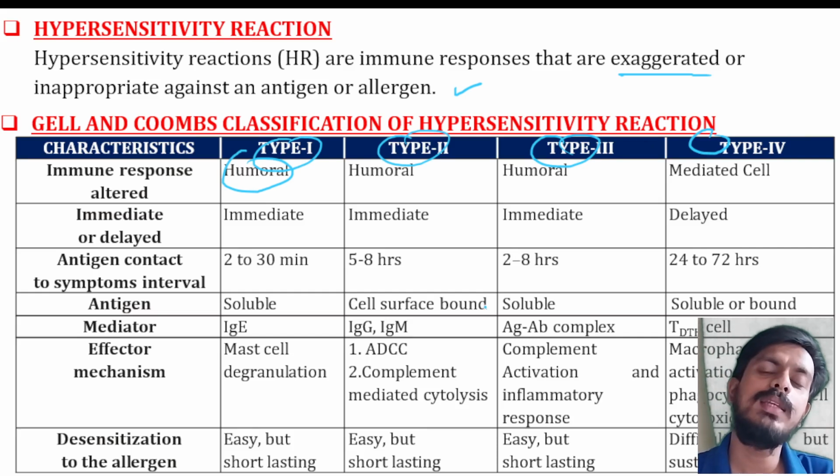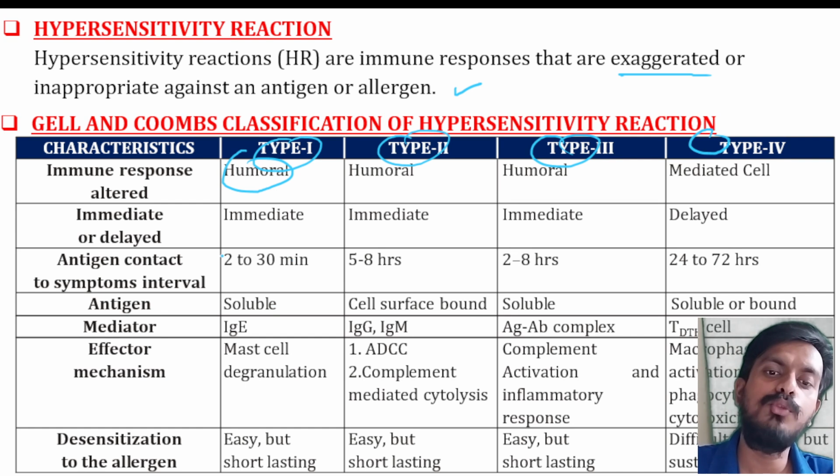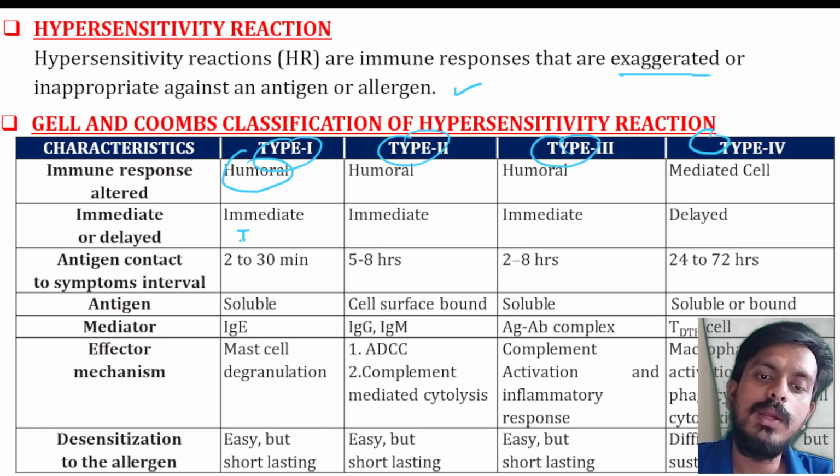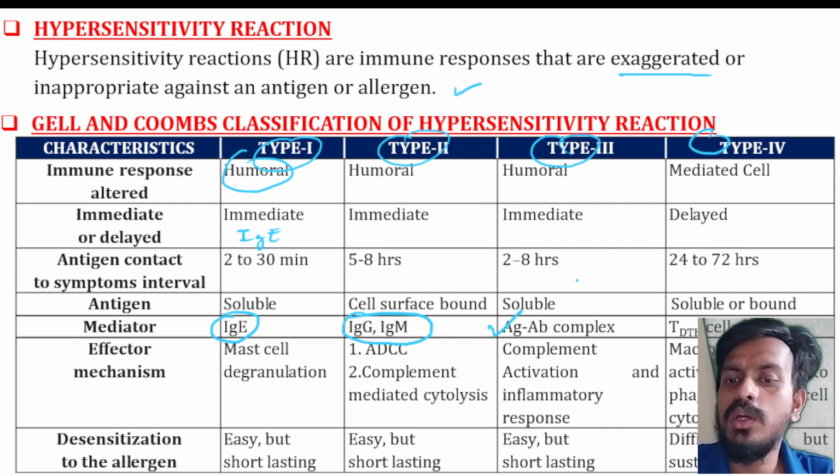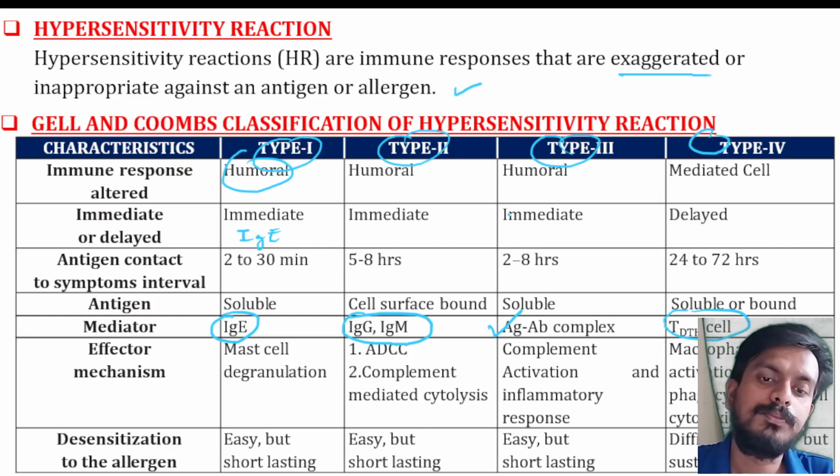As I told you, type 1 is mediated through which immunoglobulin? This is mediated through IgE. This is very, very important. Type 2 is mediated through both IgG and IgM. Type 3 is due to antigen-antibody complex. Type 4 is due to TDTH cells.